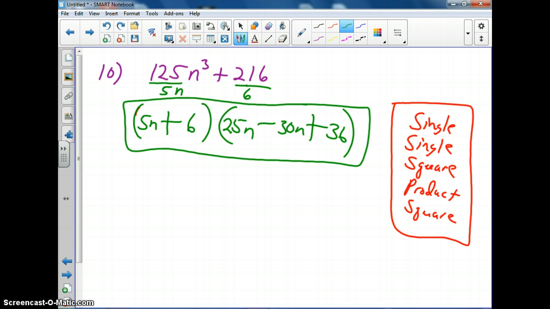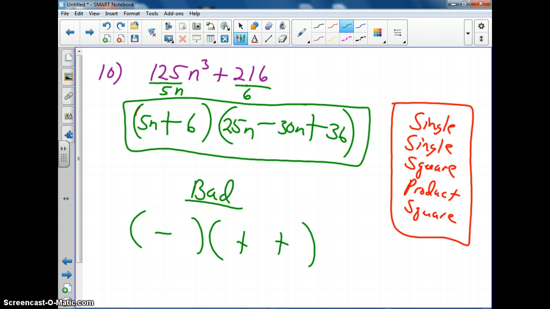So single, single, square, product, square. Just say good sandwich or bad sandwich. A good sandwich is plus minus plus. You remember what a bad sandwich is? Minus plus plus. Very good. You remember that. This is a bad sandwich, minus plus plus. And that's it.